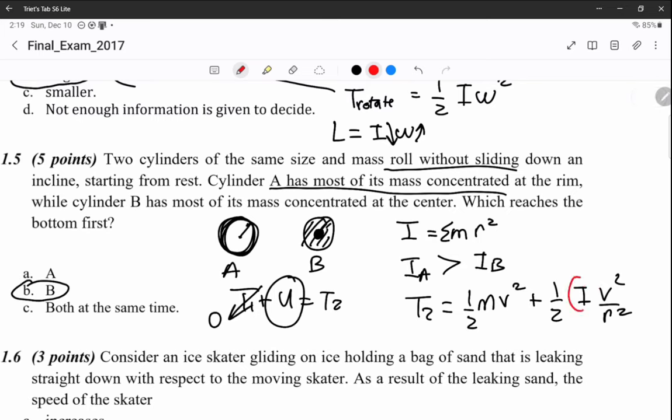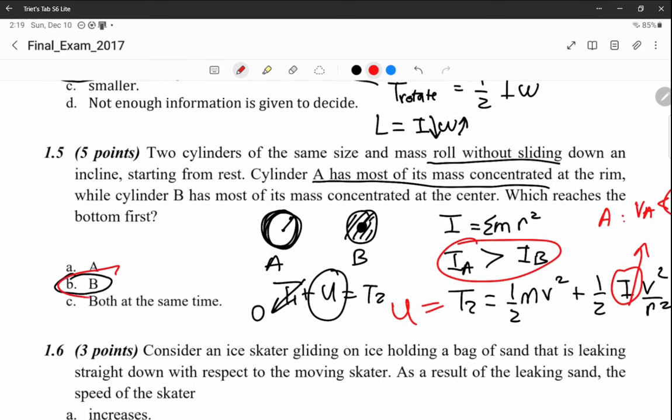And see, if you look at I, right? A has a greater moment of inertia than B, so A has a higher I than B. And over here, U is the same, that's the potential energy. And so to keep it the same, if I is larger, then V has to be smaller. So for A, the moment of inertia is larger, V_A has to be smaller compared to V_B. And if B is faster, then B will come to the bottom first.